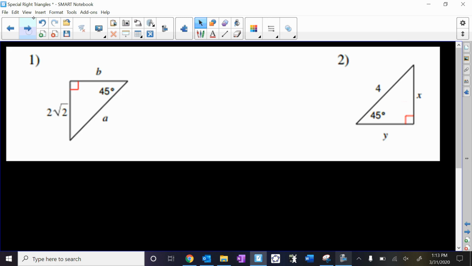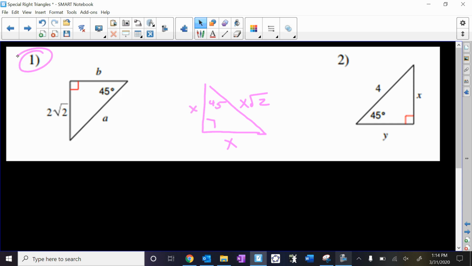So I have a few examples of each. These are going to use your 45, 45, 90 triangles. So I'll draw those. I'll draw your special triangle in here. 45, 45, both legs are x. Your hypotenuse is x square root of 2.